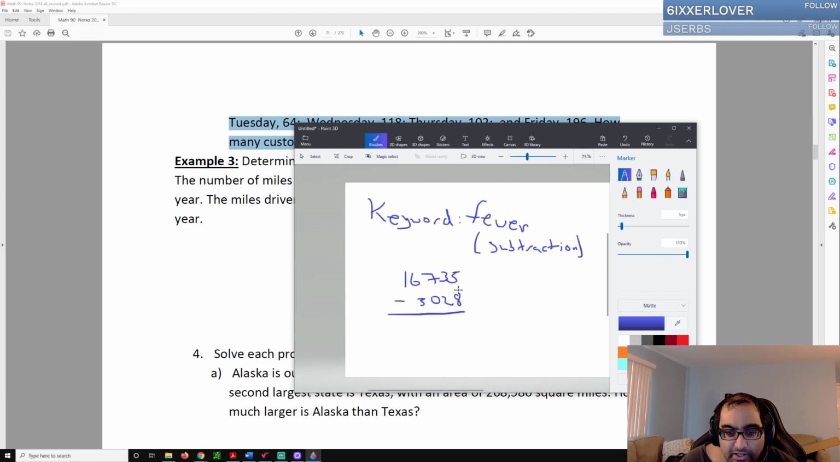So here we're going to borrow 1 from the next column over. Let's get 15 minus 8, which is 7. 2 minus 2, which is 0. So 7 minus 0, which is 7. 6 minus 3, 3. And 1. So our answer here is 13,707.